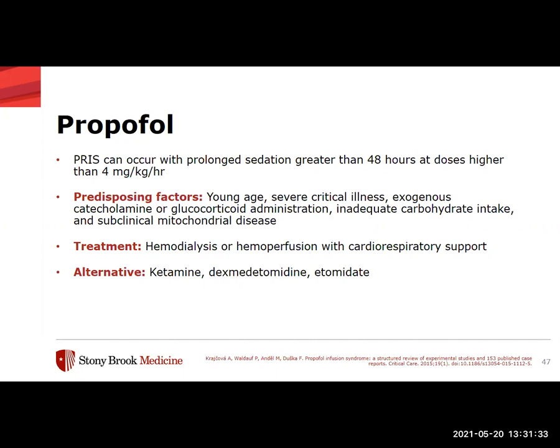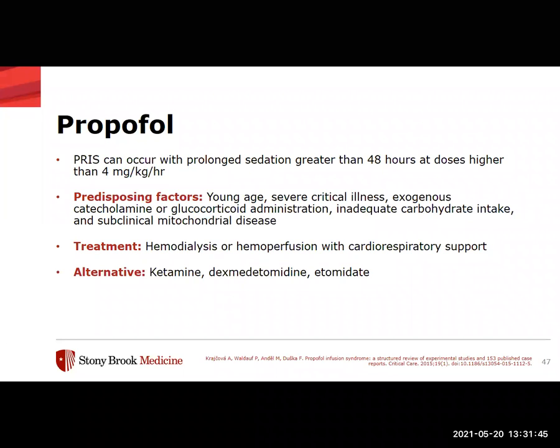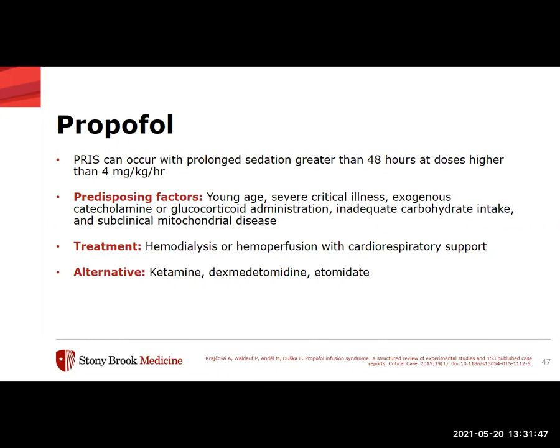In terms of PRIS treatment, if it does occur, patients may require hemodialysis or hemoperfusion with cardiorespiratory support. And in terms of our alternative agents, these include ketamine, dexmedetomidine or Precedex, and etomidate. Analgesic agents are another common class included on the kids list, and we'll investigate this class next.